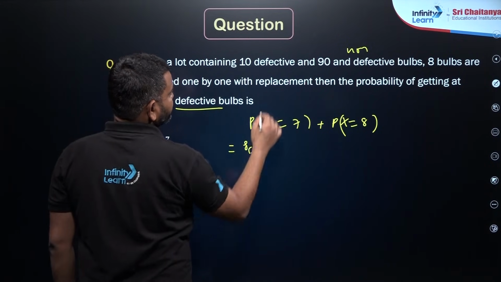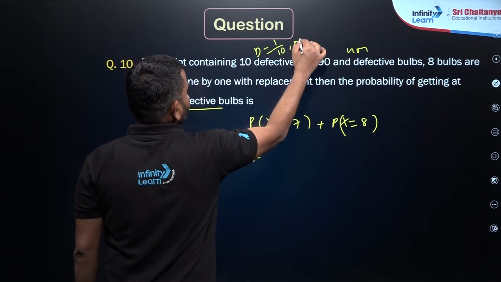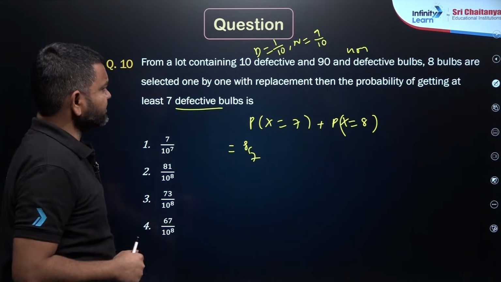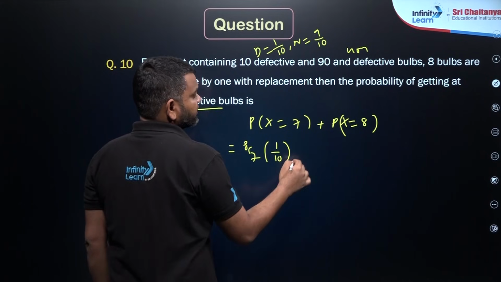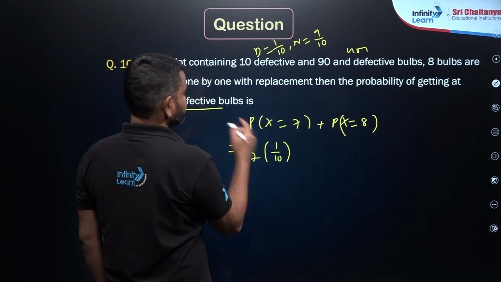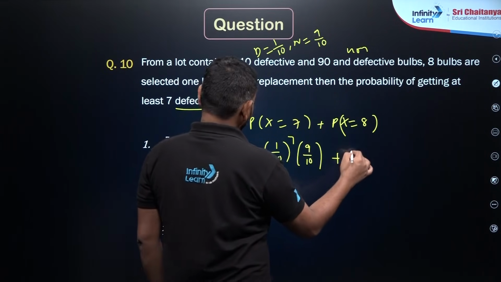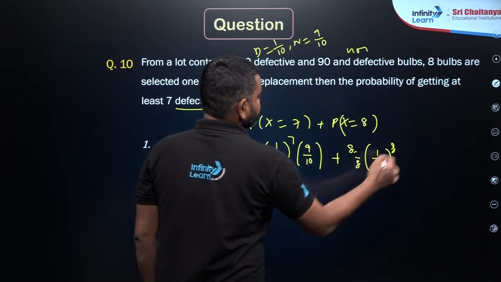So 8C7. So defective is what? 10 out of 100, which means 1 by 10. Non-defective is 9 by 10. So 8C7 into defective is going to be 1 by 10, power how much? These are 7s, and into 9 by 10. Plus this is going to be directly 8C8 and 1 by 10 power 8 directly.